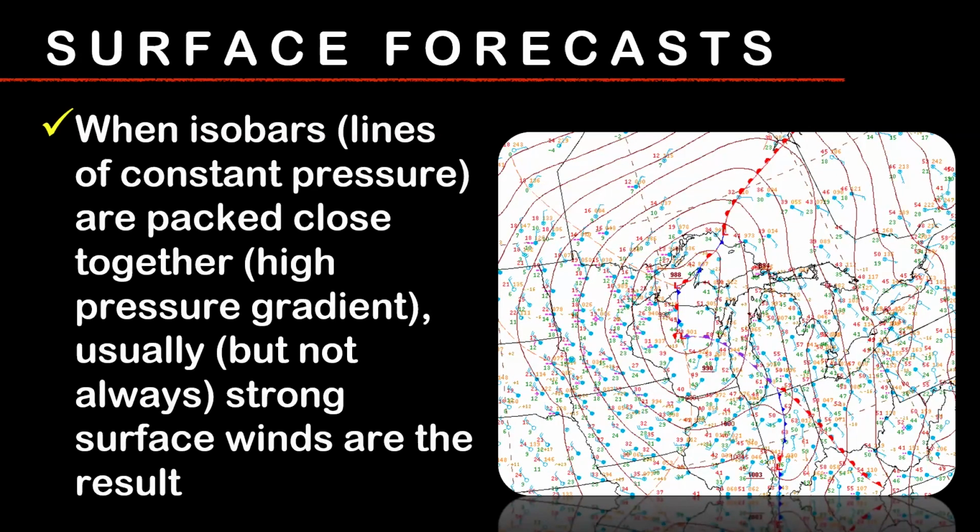So anytime you see isobars that are generally packed pretty close together, that means you have a very high pressure gradient. It means the pressure changes rapidly over a given set of distance. And usually, but not always, you'll get really strong surface winds when you see that happen. So in most situations, when those isobars are packed close together, what you're going to end up seeing typically is not only strong prevailing winds, but also some wind gusts that tend to be part of this. But there are exceptions to that.